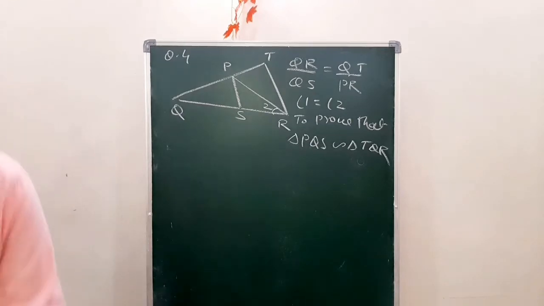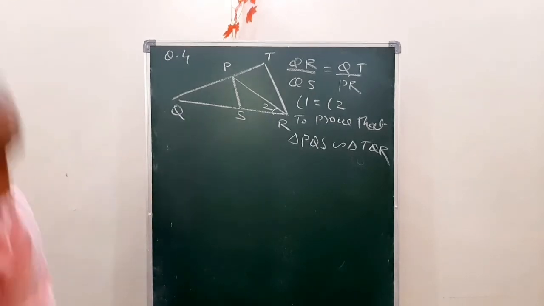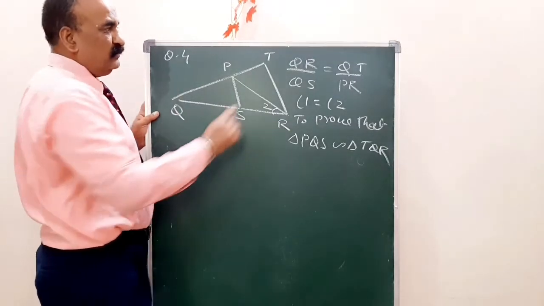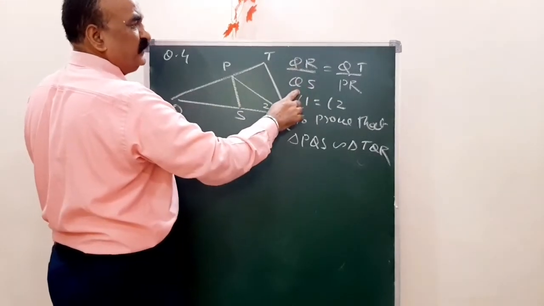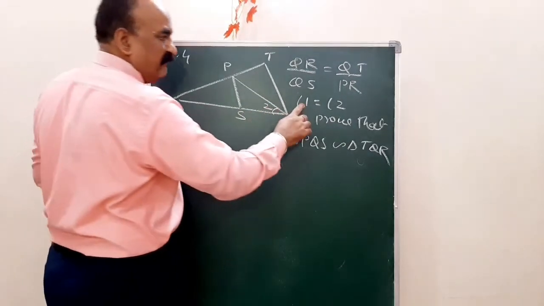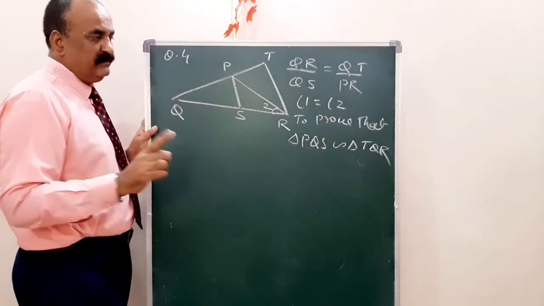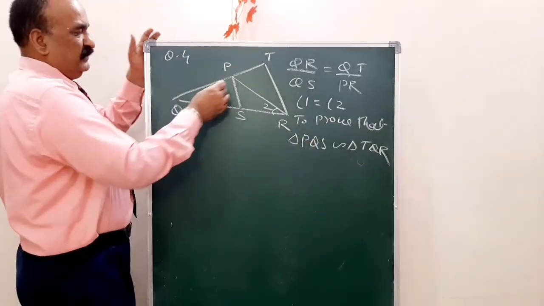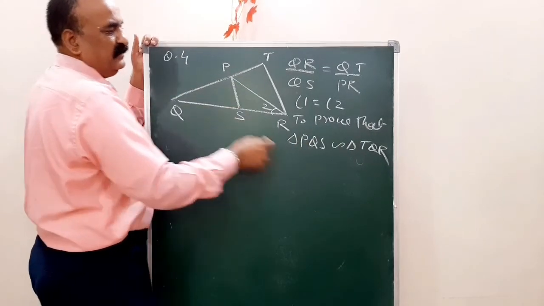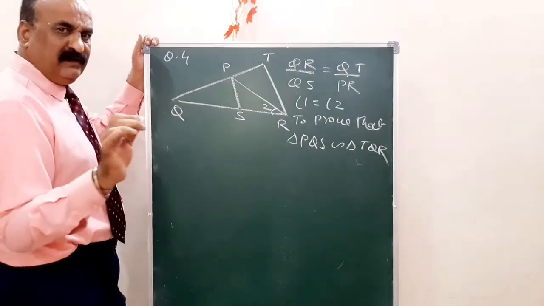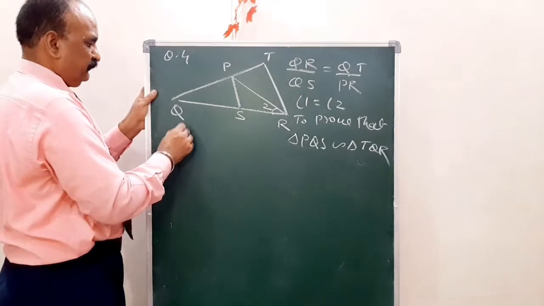Okay, let us see how to do this question. First, what is given to you. QR upon QS is equal to QT upon PR. This is given to you. And angle 1 is equal to angle 2. This is also given. And you have to prove that triangle PQS is similar to triangle TQR. Okay, let us see now the proof.